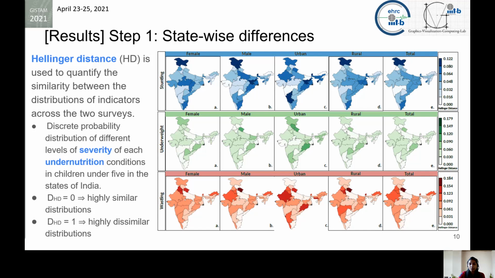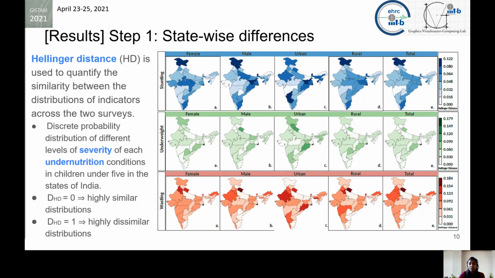In addition to their absolute count, both the surveys have published data of the descriptive probability distribution of the severity of each of the malnutrition conditions, namely stunting, underweight, wasting, and anemia. Except for anemia, we also have data available in the gender and urbanization based sampled groups in addition to the total population. Hence, we find distribution distances for each subpopulation using Hellinger distance.